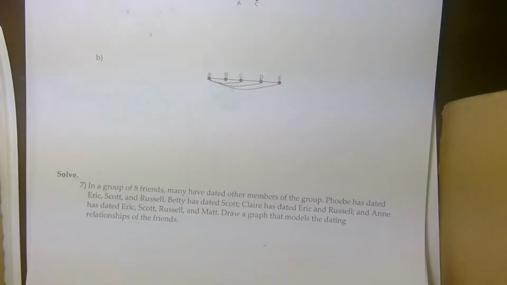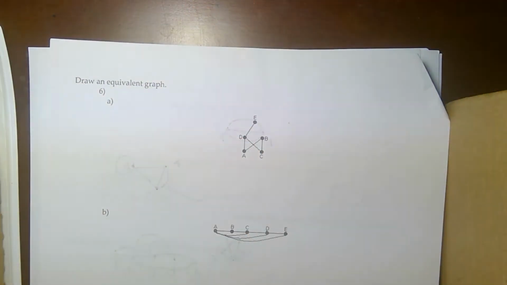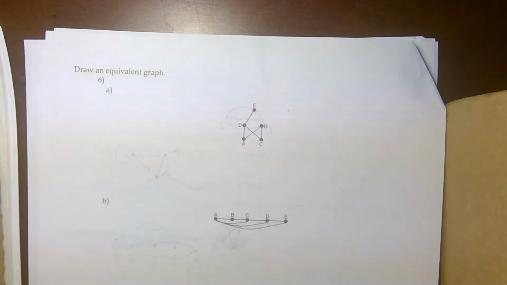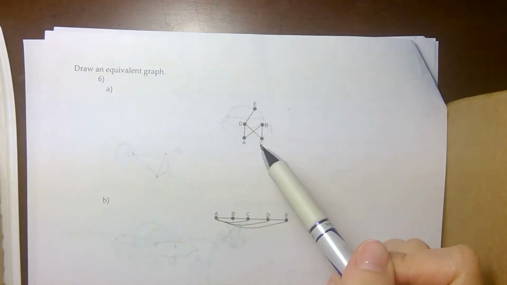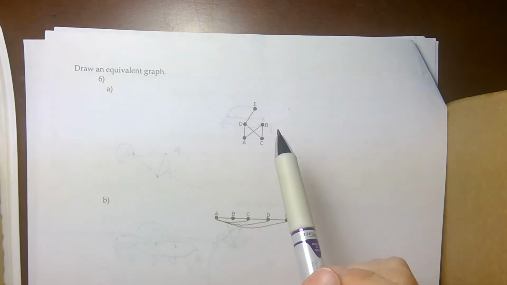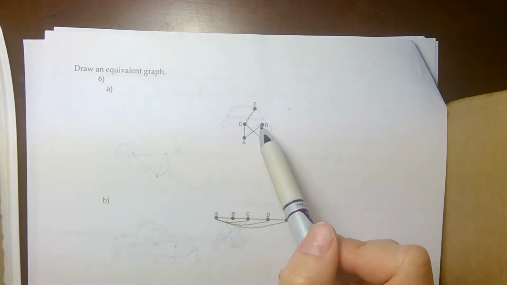On number 6, for A and B, you're given 2 graphs and you're asked to draw an equivalent graph. Now we did this on the last page. We took our example graph and we drew an equivalent graph. Let's see if we can do it again. This one kind of makes me think of a house because of the way it's shaped, but it's not. It's just A, B, C, D, E.